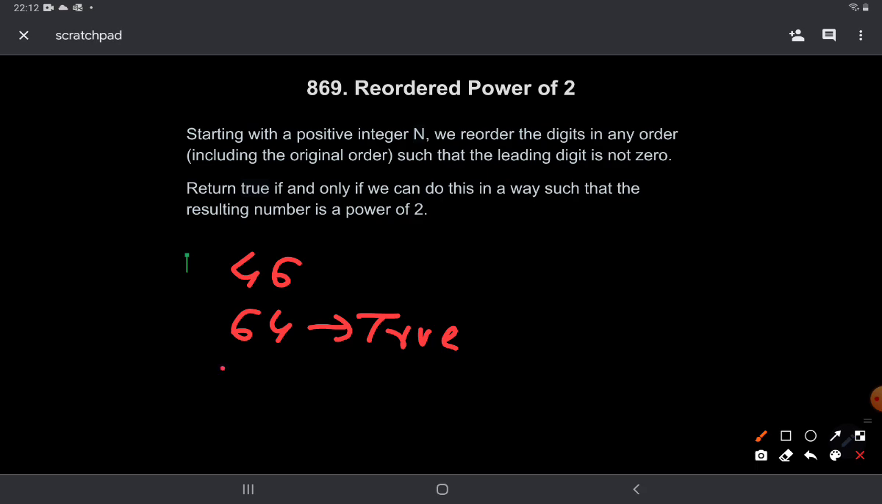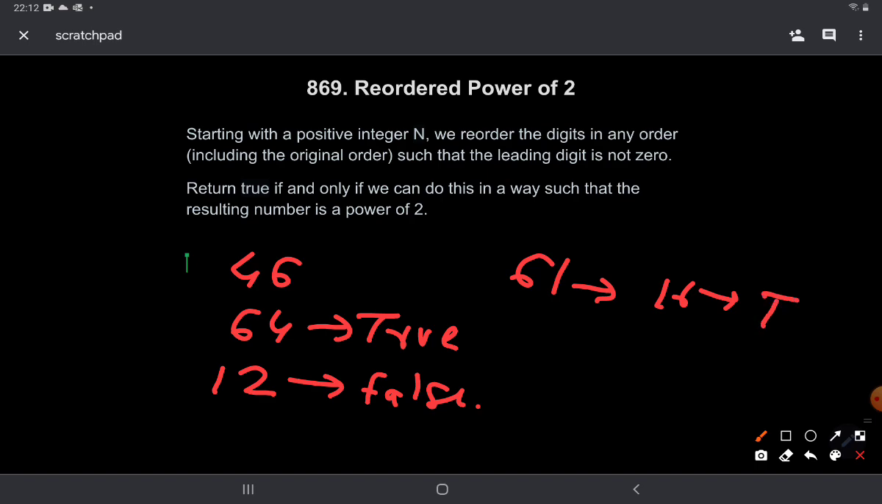Another example could be, let's say we are provided with 12. Now the digits of 12, that are 1 and 2, could not be permuted anyhow to get a power of 2. So in this case the answer would be false. And similarly for other numbers, another example could be 61. For this it could be permuted to 16, and then again the answer is true.